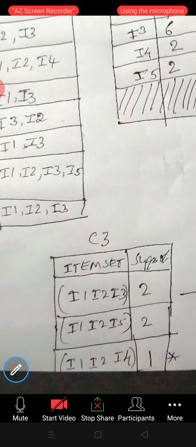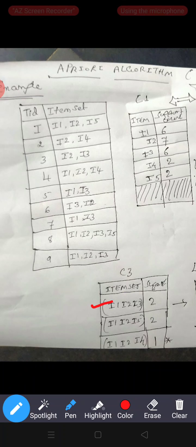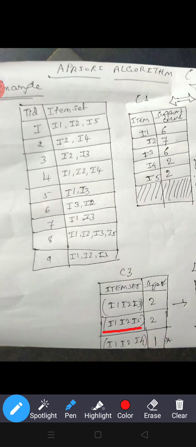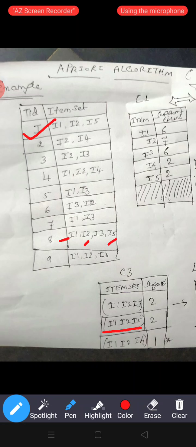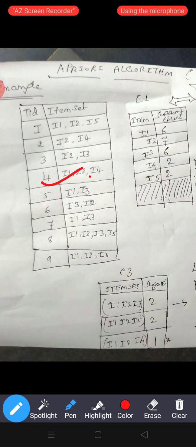Then the occurrences of these. If you observe, I1, I2, I3: how many times is it there? Here it is there one time, here it is there one, so I1, I2, I3 is two times. I1, I2, I5: how many times in the transactions? One time, and here again, so two times. I1, I2, I4 is only one time, so write it as one.